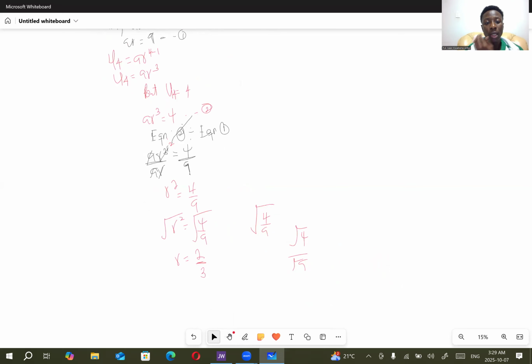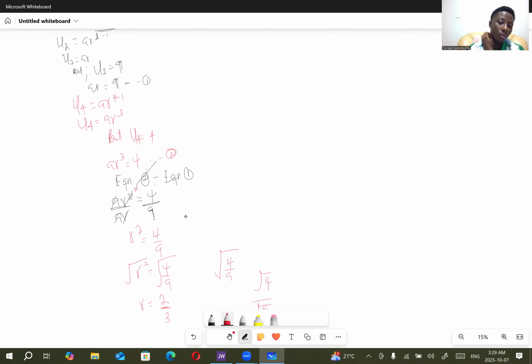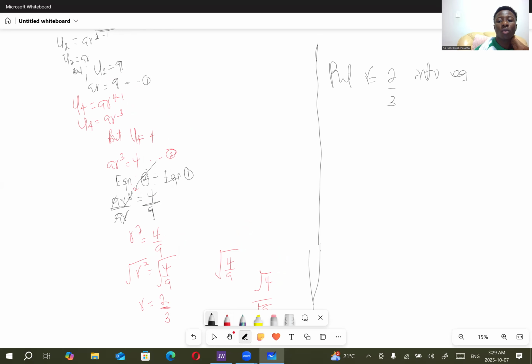Can you see? Now you can put R is equal to 2 over 3 into any equation. I think equation 1 will look simple. So that would be AR equals 9. A into bracket R is 2 over 3. It's equal to 9, right?